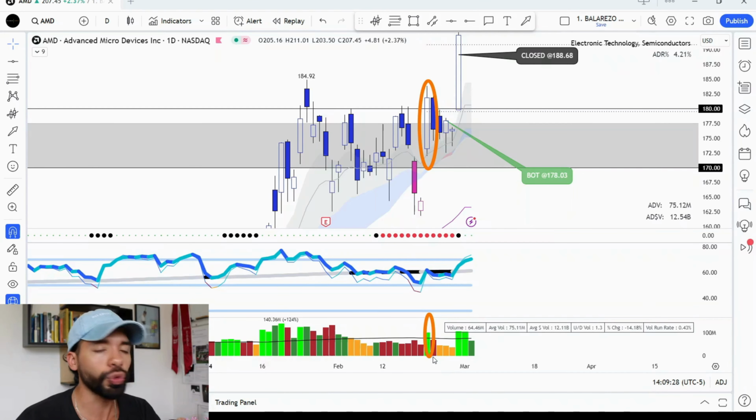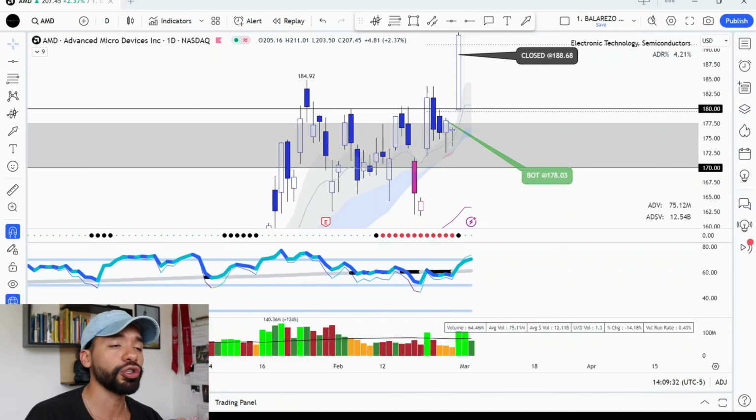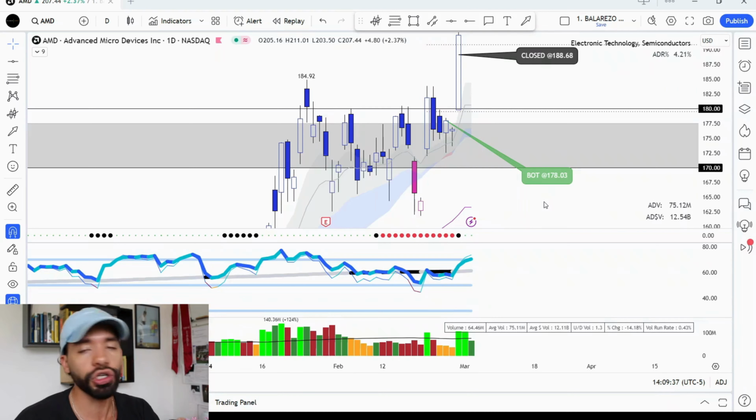So the first rule that I have is to always trade in the direction of the moving averages, because usually the moving averages do an amazing job of showing you the path of least resistance, and you always want to put yourself in a position in which you are trading in the path of least resistance. So first of all, the moving averages are rising.